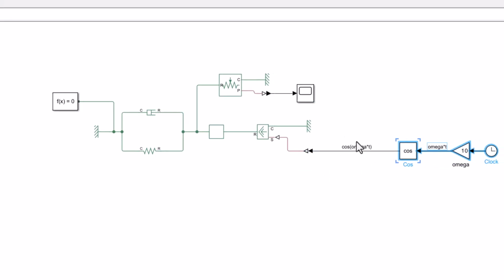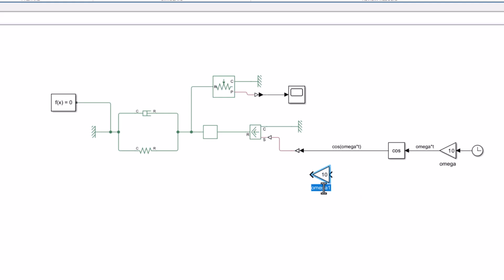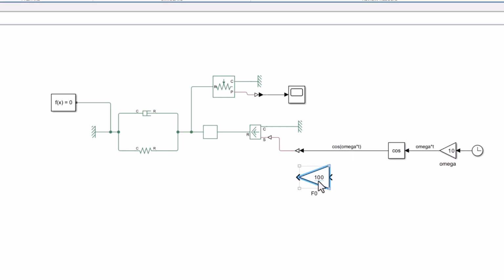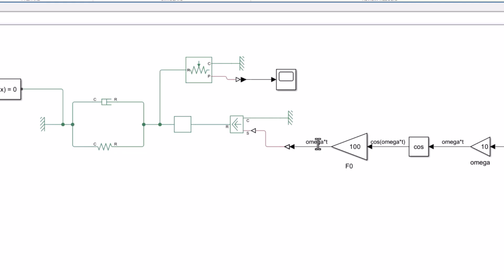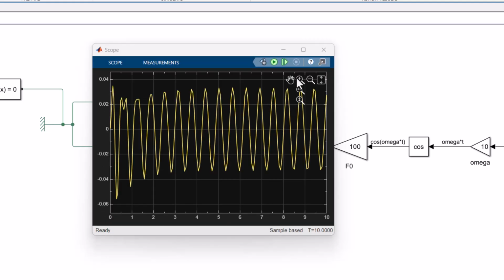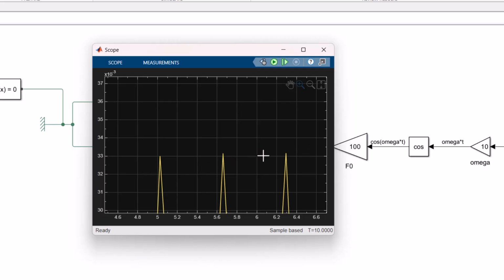So this resulting term has to be multiplied by f naught. So I add f naught and set it equal to 100. I make it bigger so I can see the gain. And this is f naught times cosine of omega times t. Now if I run the system, okay, I can see this is the same result that I expected. You can see the amplitude of oscillations is 0.03.